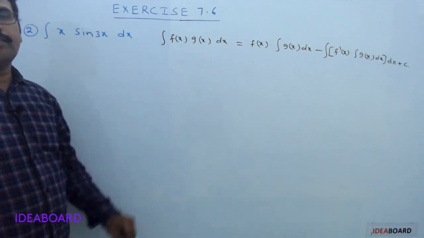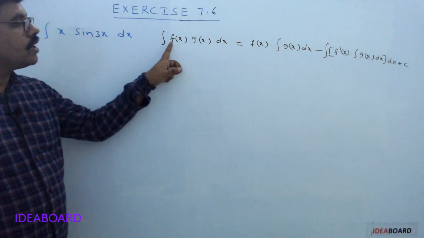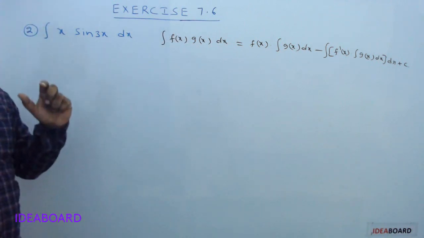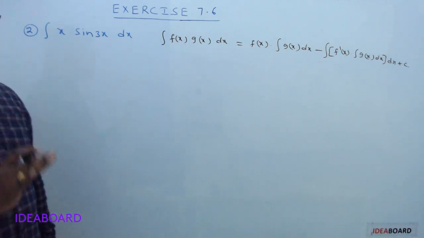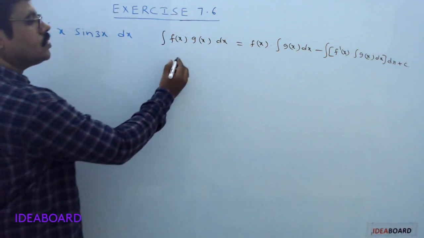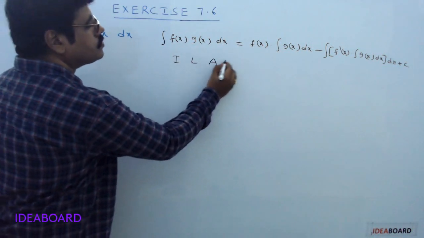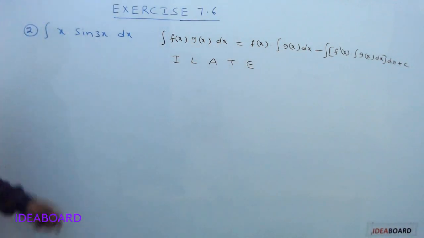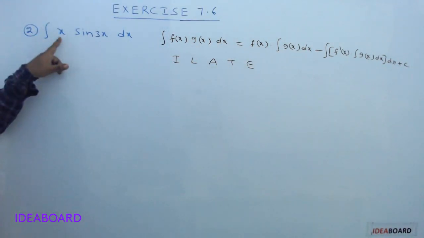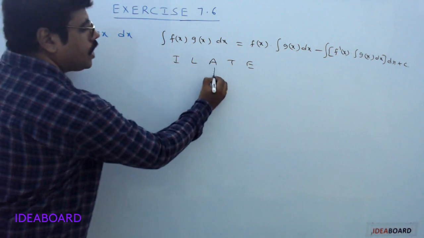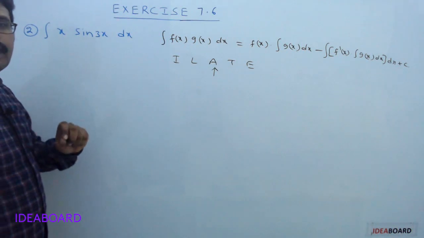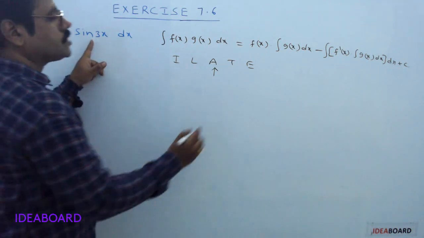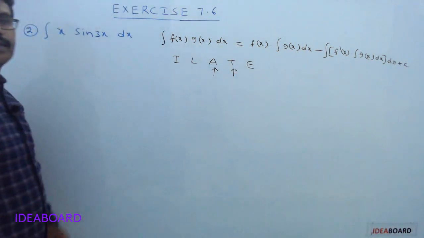Before you apply this formula, choose the functions f(x) and g(x). In integration by parts, f(x) and g(x) are taken according to the word ILATE. So first you write down the word ILATE. Now what types of functions are given here? x is an algebraic function, and sin 3x is a trigonometric function.